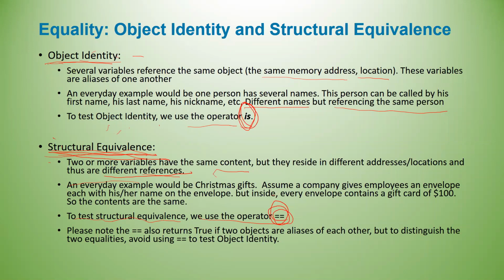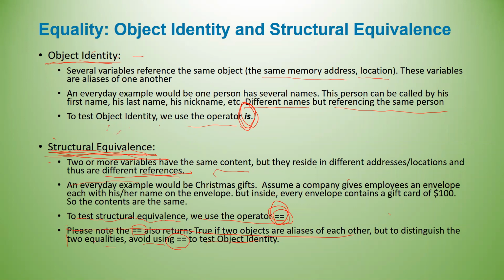So just remember that. And here, I hope you don't see this, but I have to mention it. Please note that this also returns true if two objects are aliases of one another. That's where the confusing part is, which is why I'm putting this at the end. The original slide from the book has this all jumbled together, which is really confusing. But to distinguish the two equalities, avoid using this to test object identity.